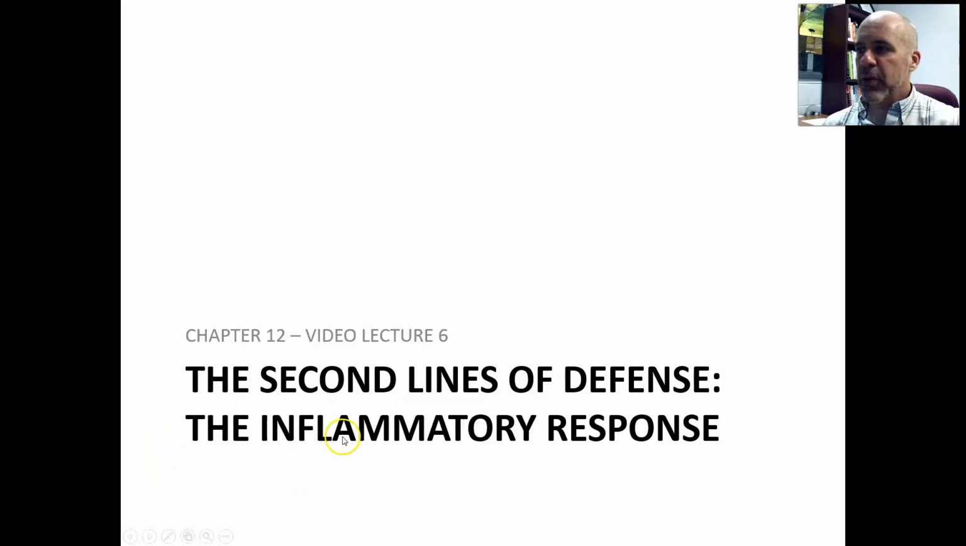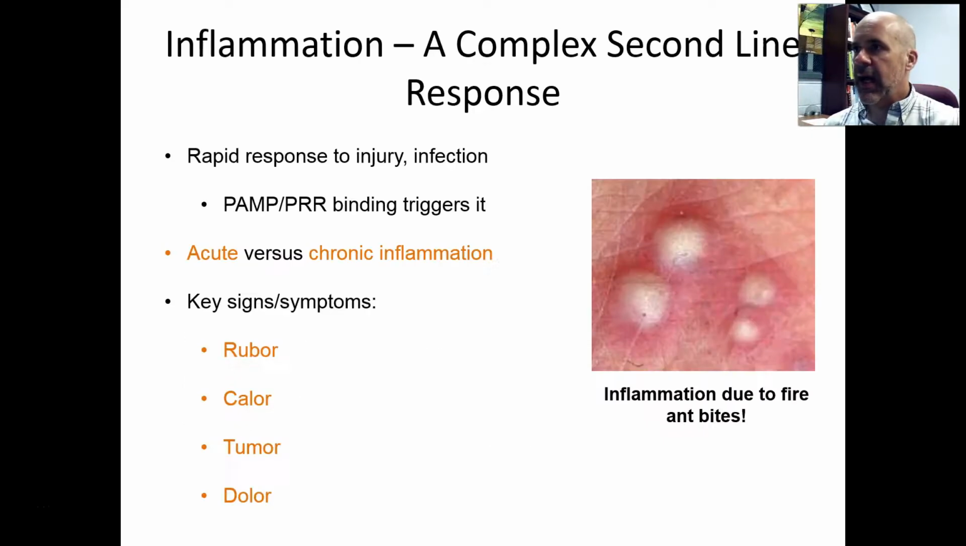For our next topic, we're going to review and go into a little bit more depth with the inflammatory response, or inflammation. Along with phagocytosis, this is a very critical process of your second line of defense. You talk about inflammation in your anatomy and physiology classes as well as this class. It is a very complex response, but also a rapid response to injury or infection.